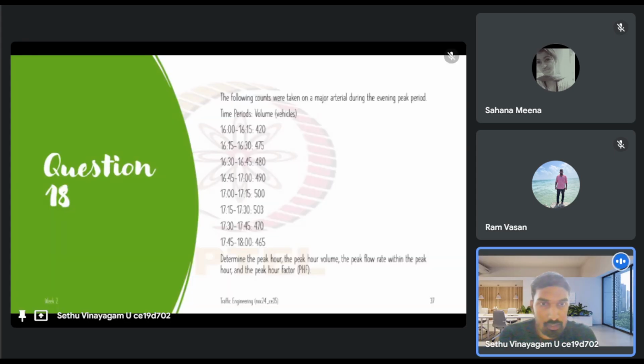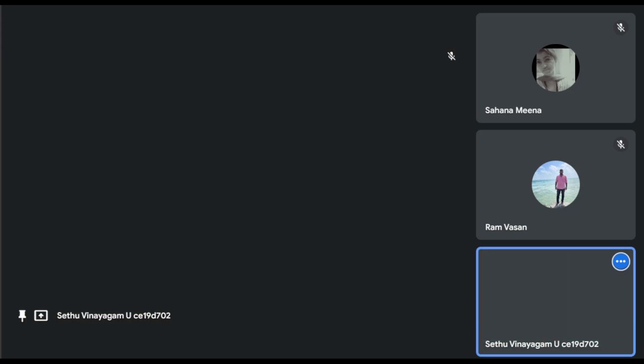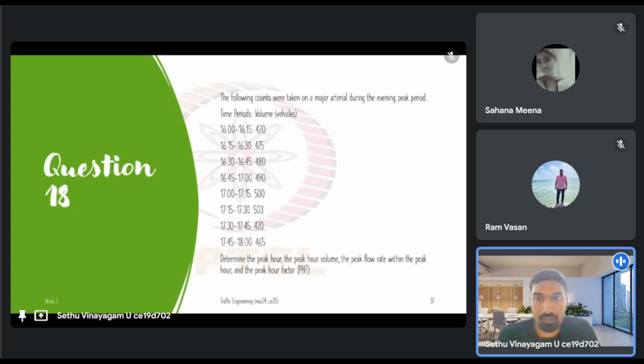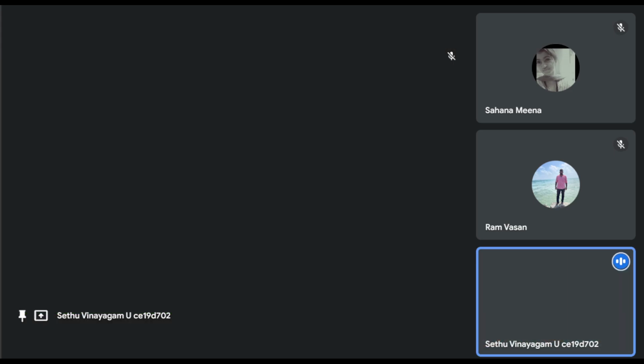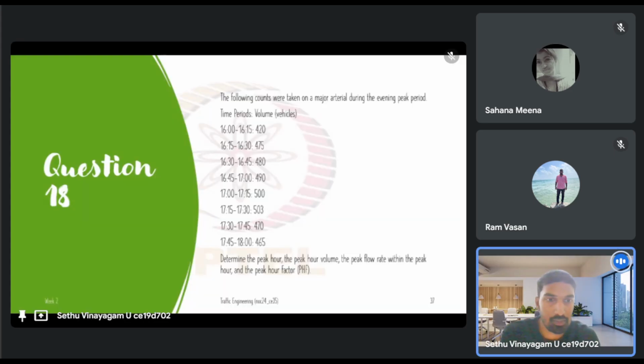Okay, so 0.978, I guess that's the PHF value that you have, right? So you have to have the other three also, which is the peak hour, the volume of that, and the peak flow rate also. Basically, you would have used all that to find PHF, but you just have to state that.